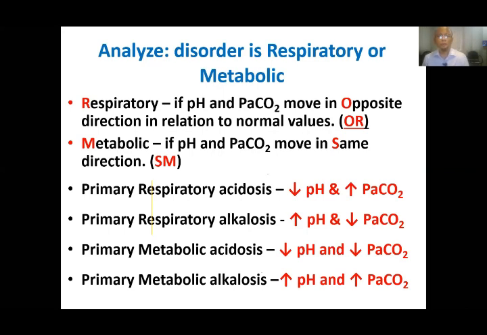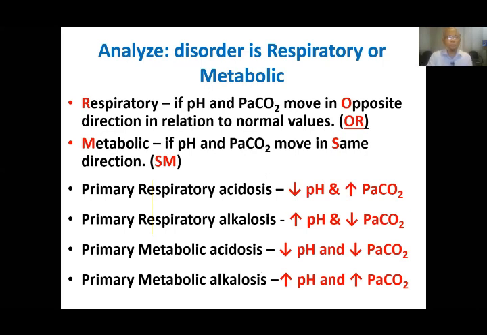So now comes to analyzing the disorder, whether respiratory or metabolic. In case of respiratory disorder, if pH and partial pressure of carbon dioxide move in the opposite direction in relation to normal value, this is important. In case of respiratory cause, pH and PaCO2 will be moved in the opposite direction. In case of metabolic disorder, pH and PaCO2 will be moved in the same direction.